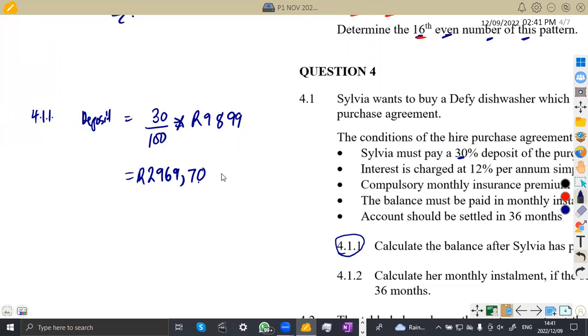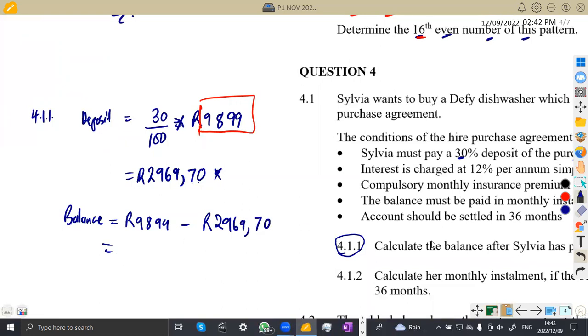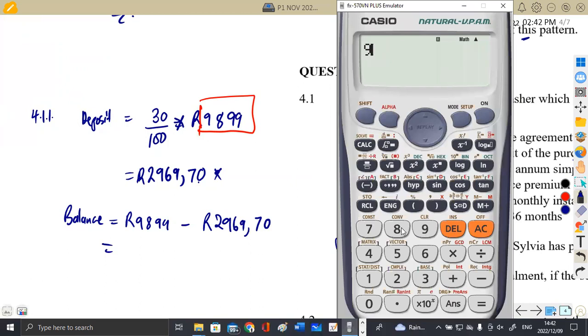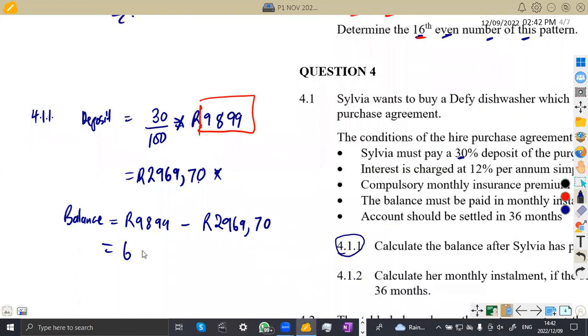Now, after depositing this, what is the balance? The balance is the remainder from the total amount of 9,899. So we subtract the deposit: 9,899 minus the deposit of 2,969.70. The difference is 6929.3, which is 6929.30. Remember, this is an amount, so it's supposed to be 2 decimal places. So I've got the balance.